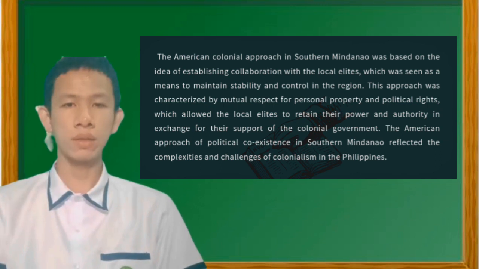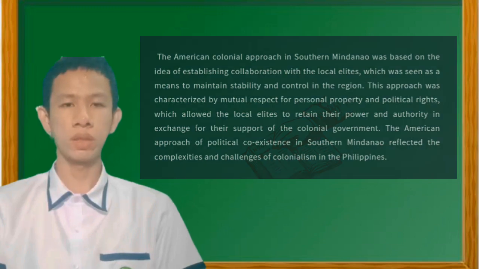The approach had both positive and negative consequences for the Muslim leaders and their communities.